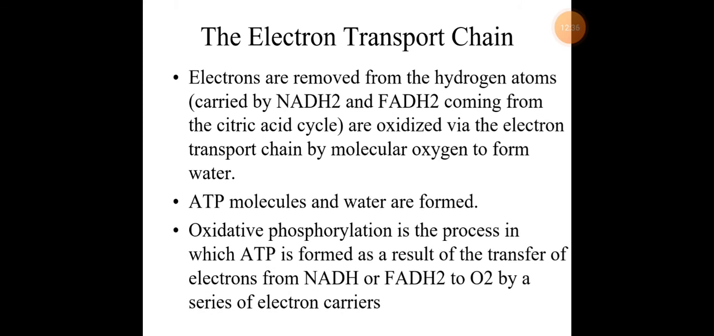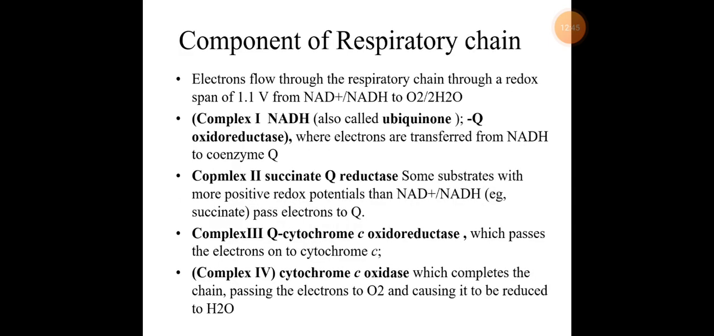So oxidative phosphorylation is the process in which ATP is formed as a result of transfer of electrons from NAD and FAD to oxygen by a series of electron transport chain components. The respiratory chain has complex 1, for example, complex 2, 3, 4. Each one has its own components. The very important one is the cytochromes: cytochrome oxidase and cytochrome C, the final acceptor for oxygen. This is why some chemicals can block the respiratory chain.